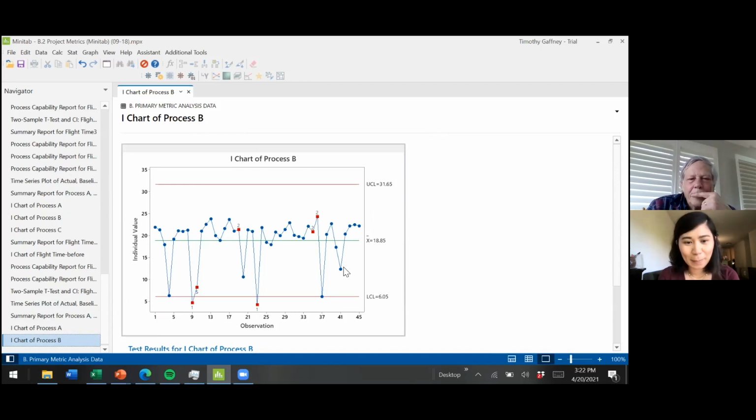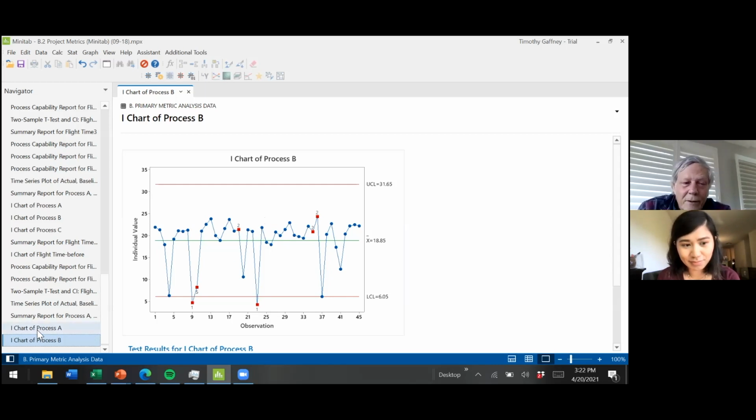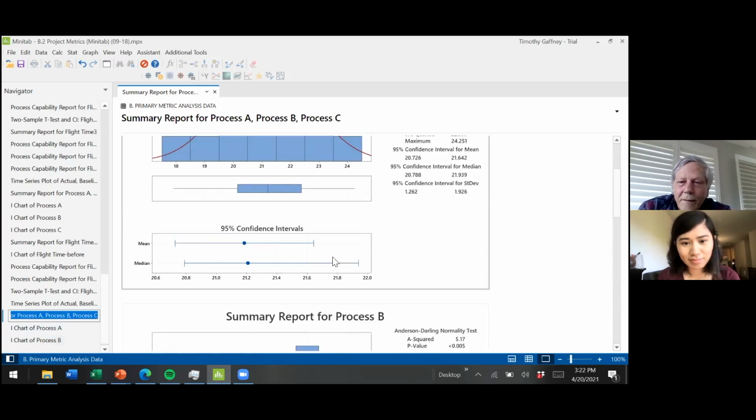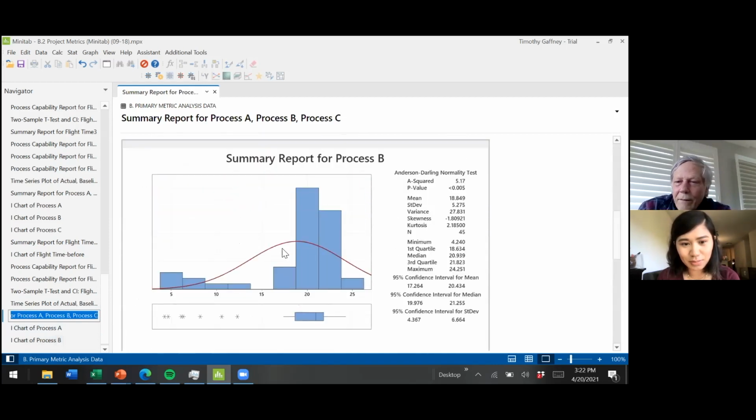Wait a minute. Red dots. Yeah, red dots. The plot thickens. Process B. Not stable. So, hey, what's the baseline? Do we even need to look at the thing? No, there's no baseline. No baseline.